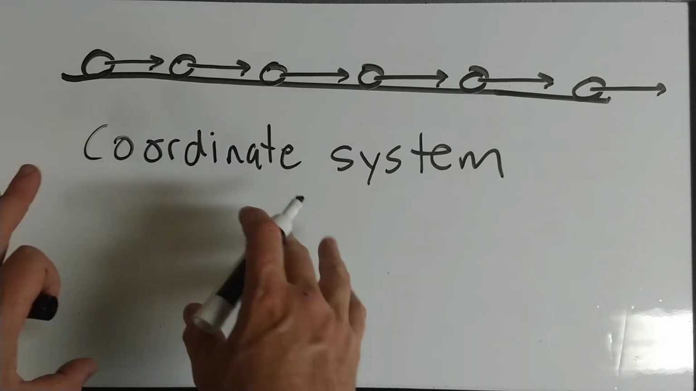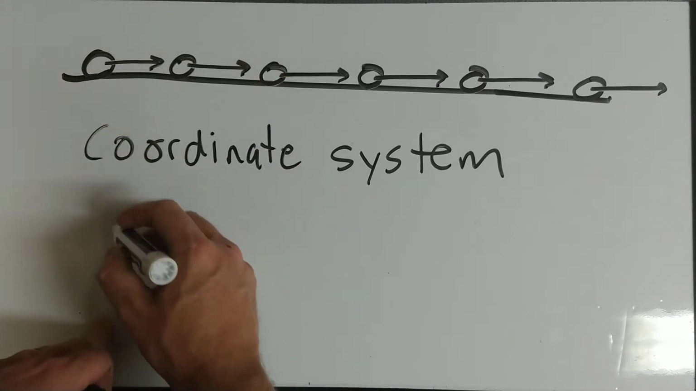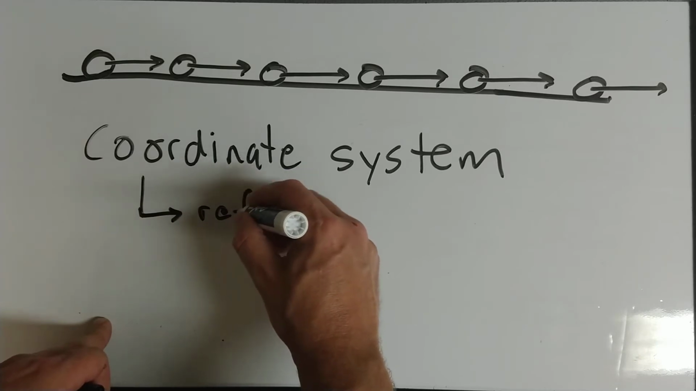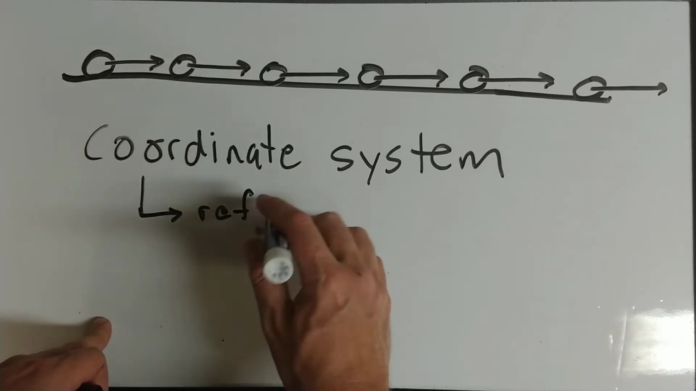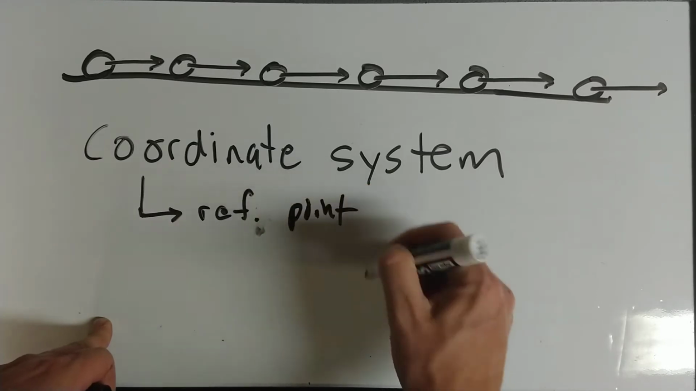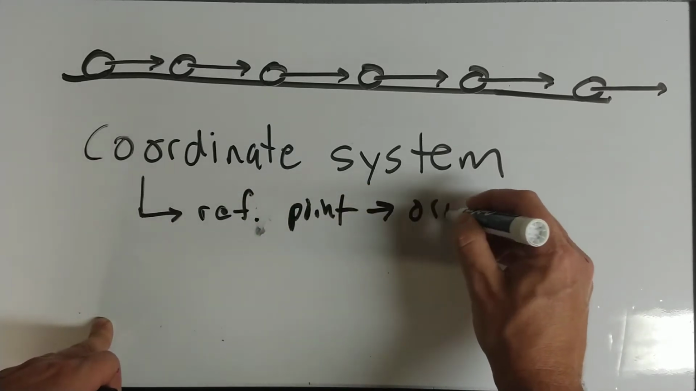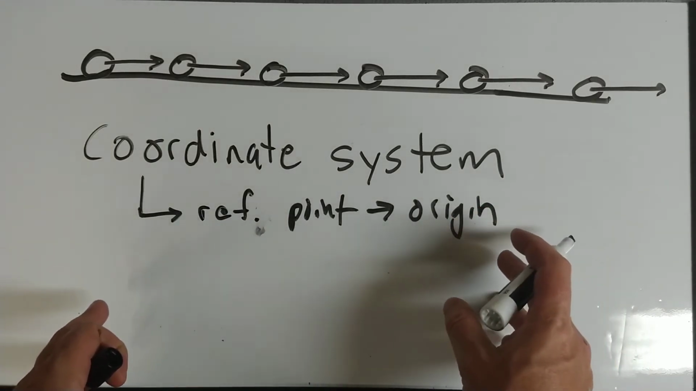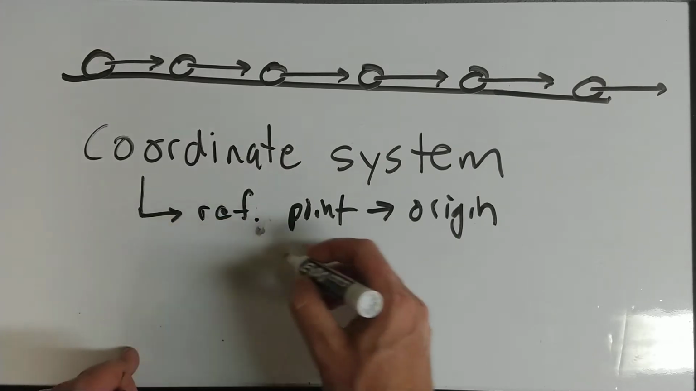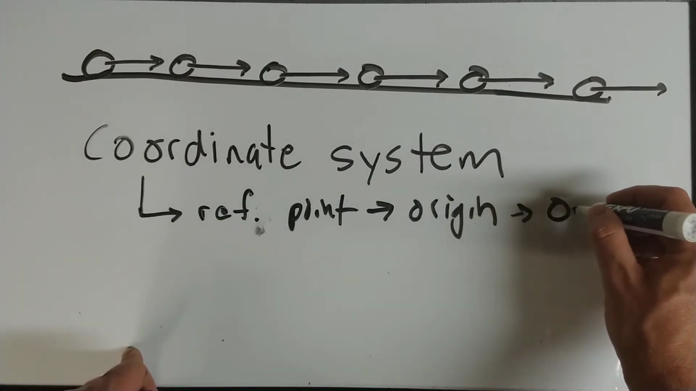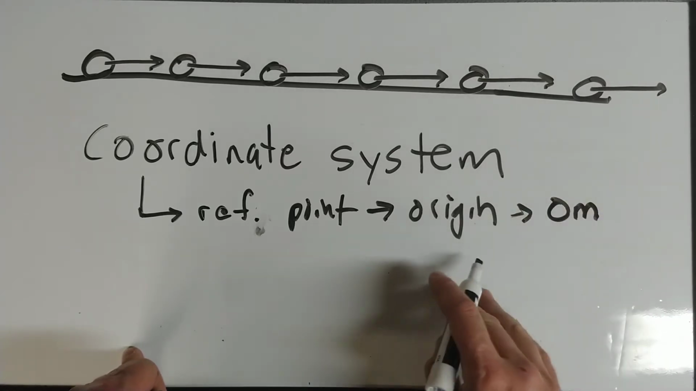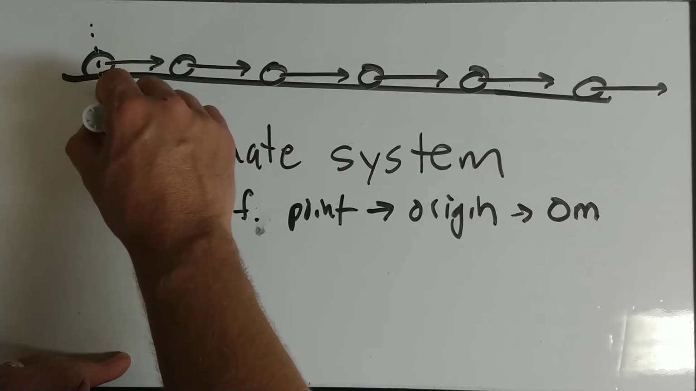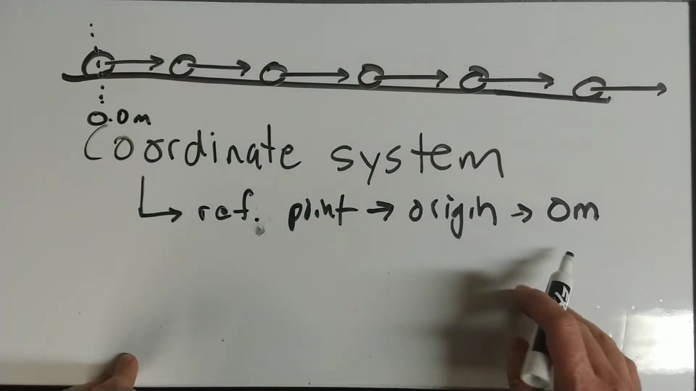Really, what a coordinate system needs in physics is two things. It needs a reference point, ref point, which we call the origin. All right, this is going to be like our zero location, where we say the location you are at 0 meters. So our origin in this physical system is going to be here, 0.0 meters.